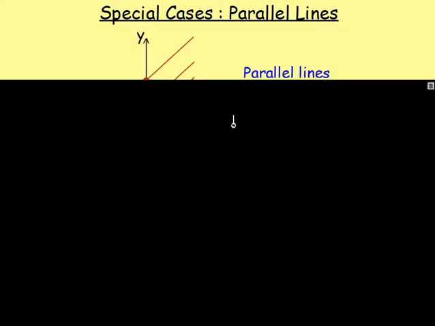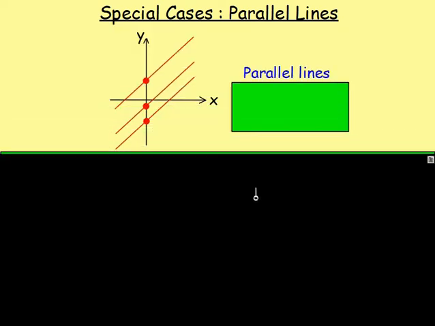Next one, a couple of special cases. So imagine you have parallel lines. And what I mean by parallel lines is just imagine something like train tracks. Train tracks are not going to get any closer together the further down the line you go. They're also not going to get further apart. That would be a disaster. Train tracks are the exact same distance apart no matter whereabouts you are on the line.